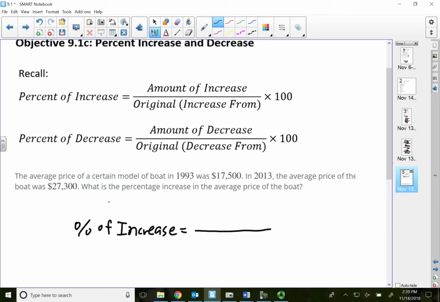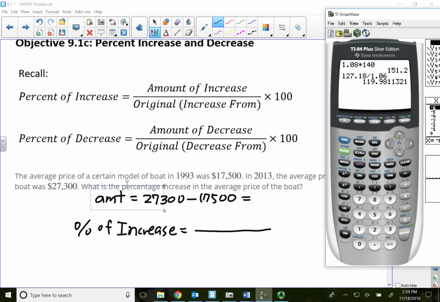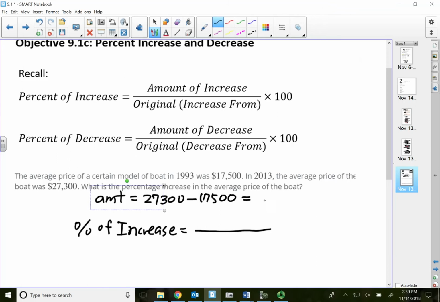Well, all I need to do is take 27,300 minus what it was worth back in 1993, 17,500. So now the boat has increased in value by $9,800. That will be my amount of increase, divided by what I increased from. My original, I increased from 17,500. So that's the number I'm dividing by.